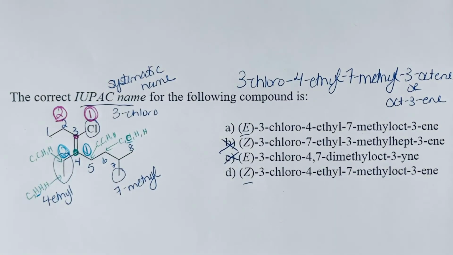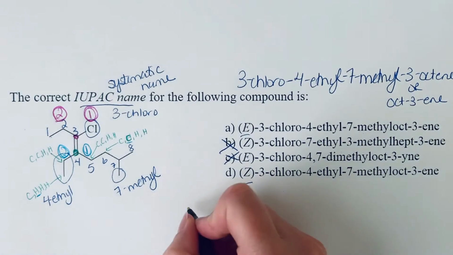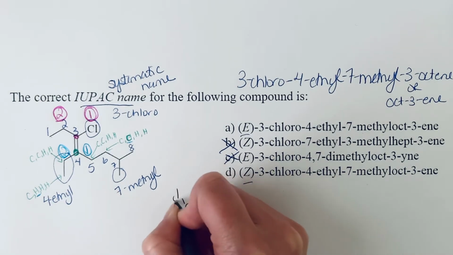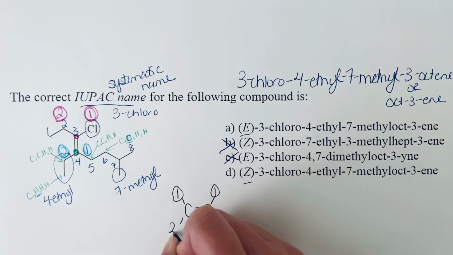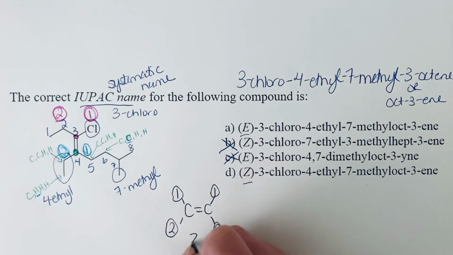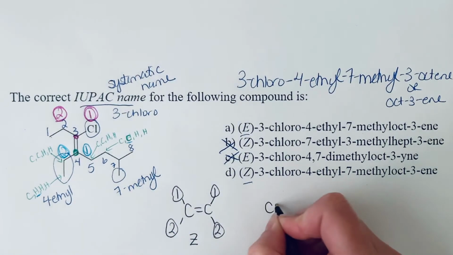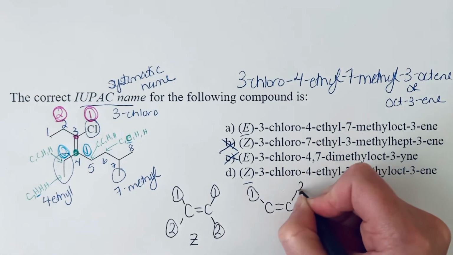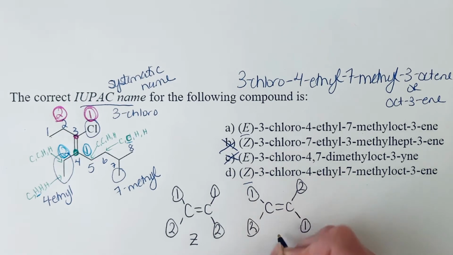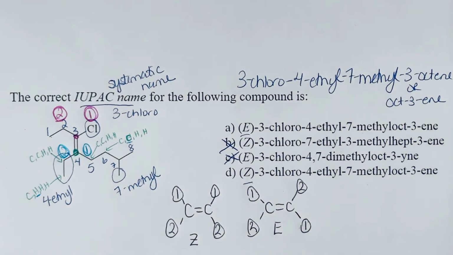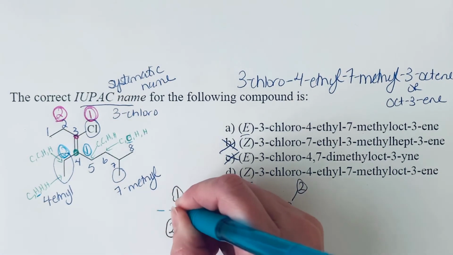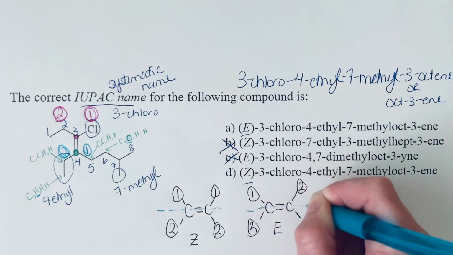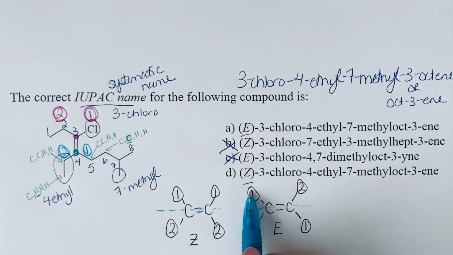And so then we need to remember that for our groups, if you've got the highest priority groups on the same side of the alkene, then that is a Z alkene. And if you have your highest priority groups on opposite sides of the alkene, then that is an E alkene. And so what you're comparing here is you're always kind of cutting your alkene in half through the pi bond to say what's on the same side. So these are on the same side, these are on opposite sides.